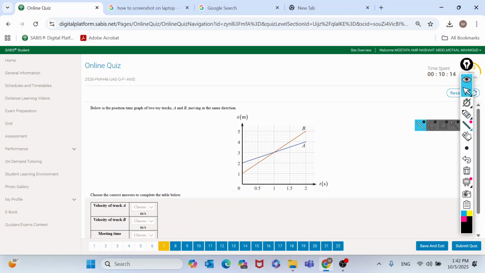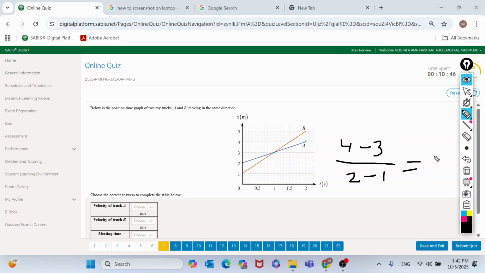Velocity of truck A. Okay, so how do you find velocity from an x-t graph? It's the slope. So we'll use this point and this point. x final, so 4 minus 3 over t final 2 minus 1. x final minus x initial, 3 over t final minus t initial, 1. You're going to get 1 over 1. So the answer is 1.